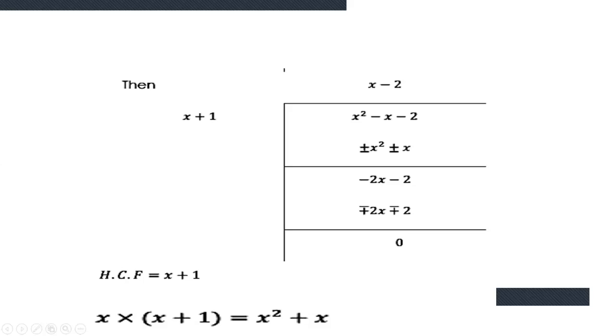So here HCF is x plus 1. As you know, in the previous slide, 2x square and x was common, and here HCF also is x plus 1. So we multiply this x into x square, x into 1, x square plus 1. HCF is x plus 1.